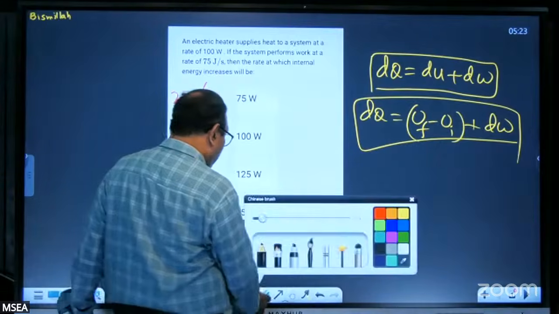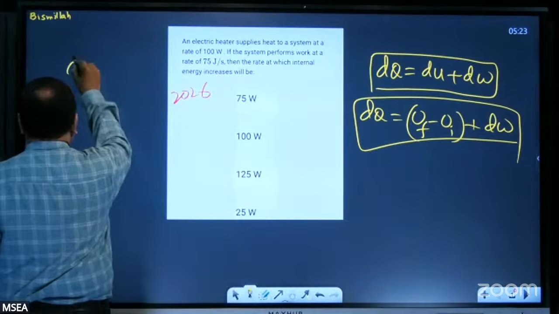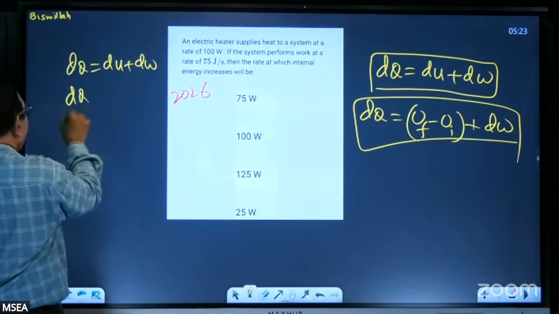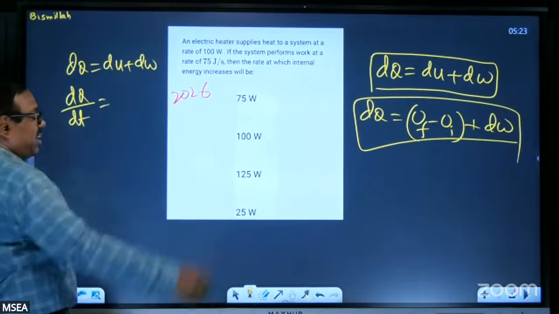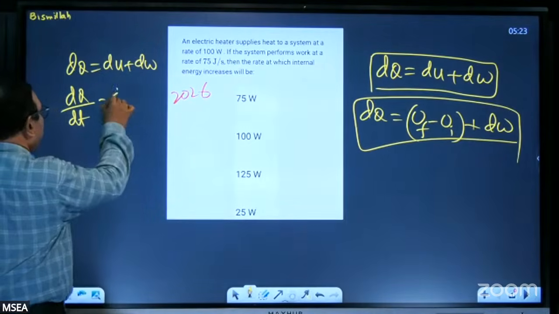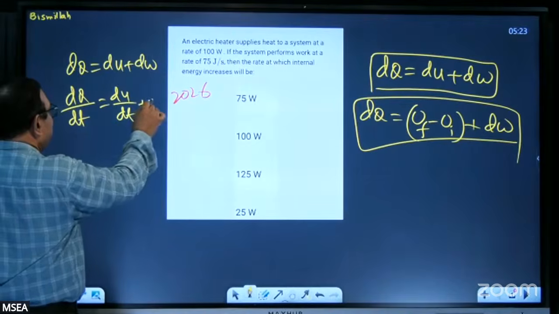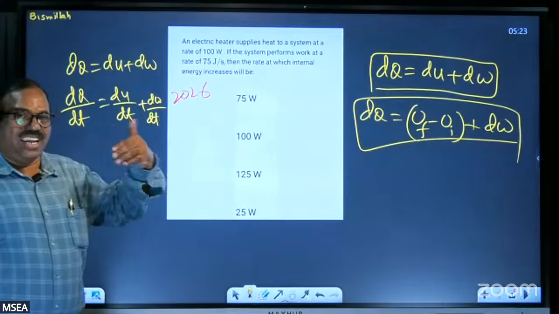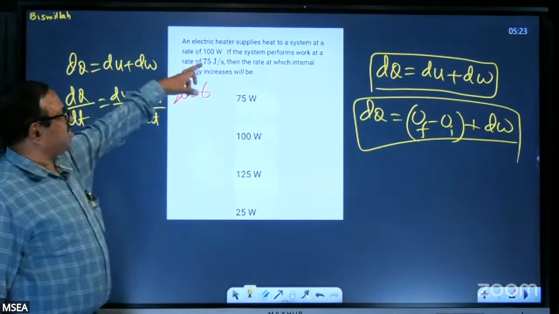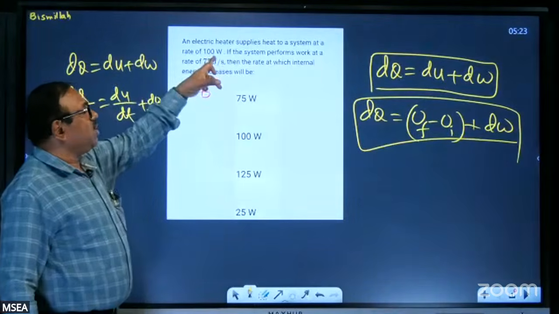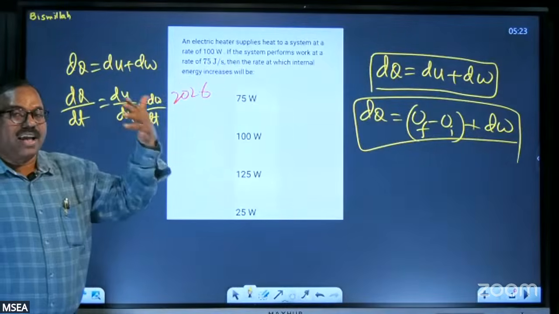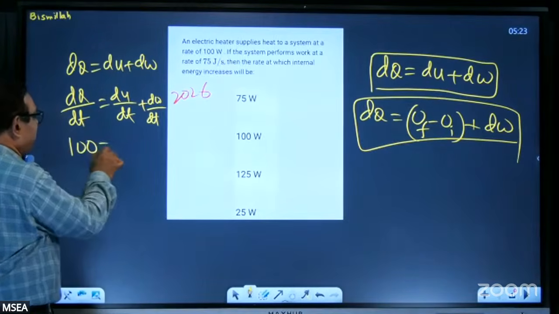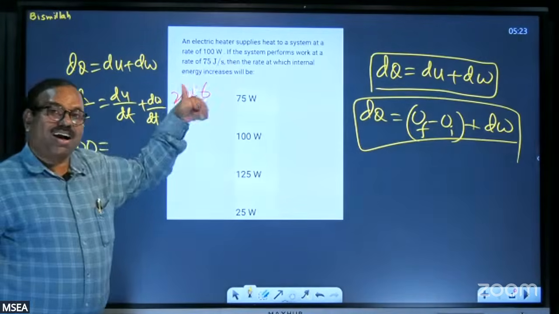How they asked, let us see: dq is equal to du plus dw, and for the rate, I take it by time: dq by dt is equal to du by dt plus dw by dt. The rate of heat supplied to the system, which is nothing but energy by time, or joule per second, dq by dt, is given as 100, which is nothing but joule per second or watt.